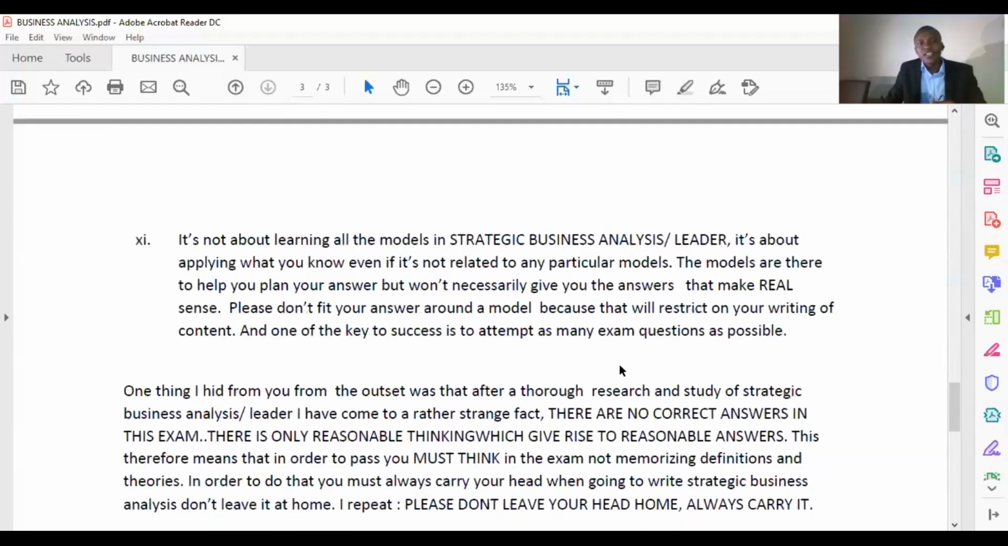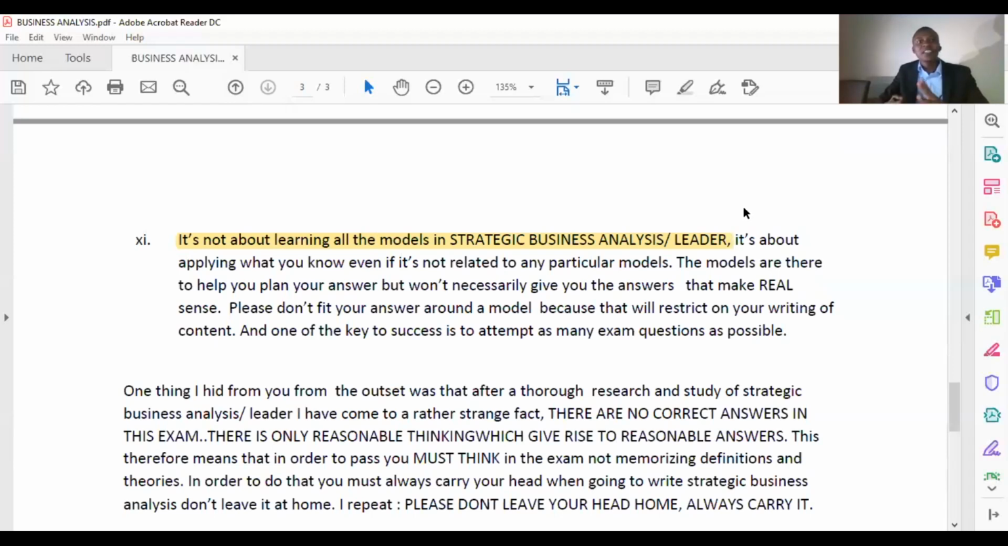Let's go to another point here. You must understand that it's not about learning all the models in strategic business analysis or leader. It's not about the models. Most people get worried when they don't know the models. They will be calling you, hey, Mr. Musambo, I don't know the models, I'm scared. It's okay. The models will not make you pass this exam.